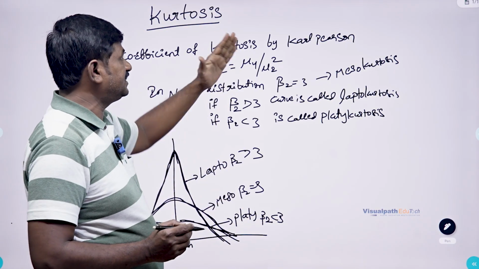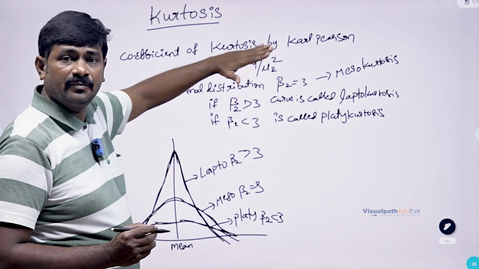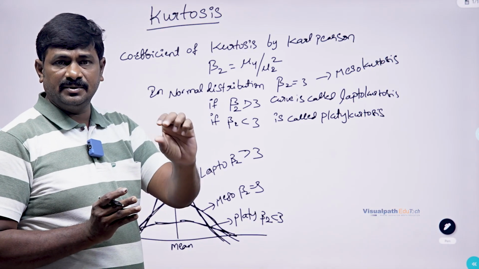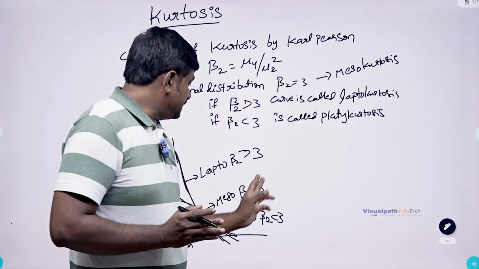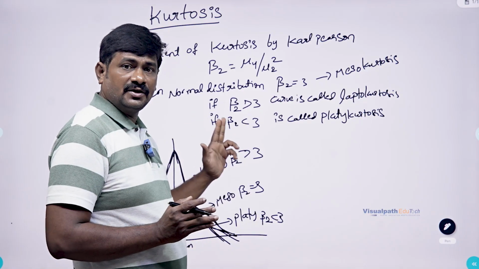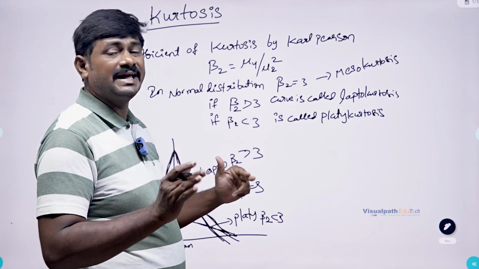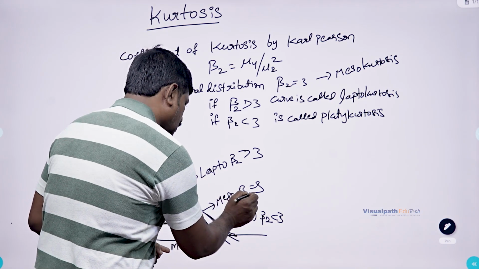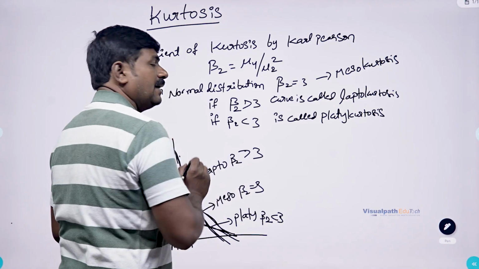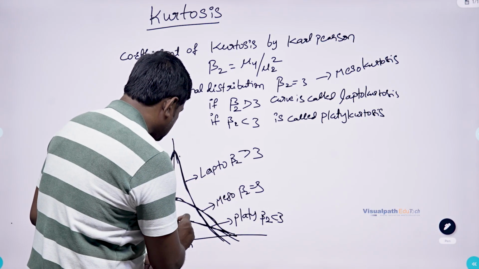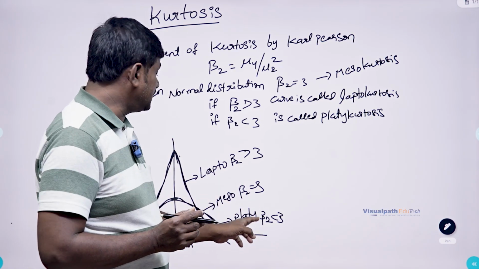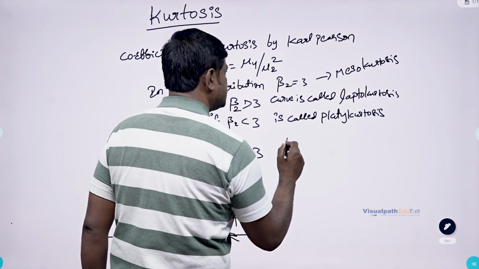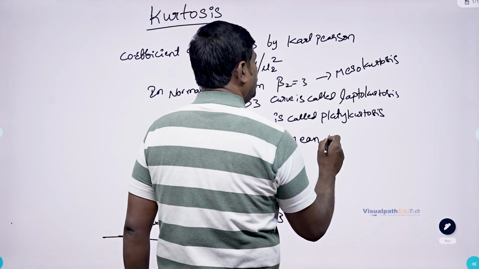If the coefficient of kurtosis is beta 2 equals mu 4 by mu 2 square, then in a normal distribution beta 2 takes the value of 3. If we get beta 2 equals 3, it is called mesokurtosis, or nothing but the normal distribution. Next, if beta 2 is more than 3, it is leptokurtosis. If beta 2 is less than 3, it is platykurtosis.